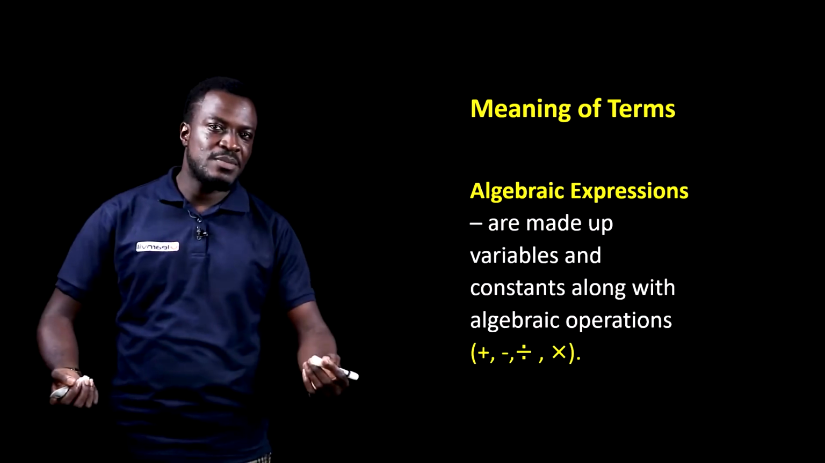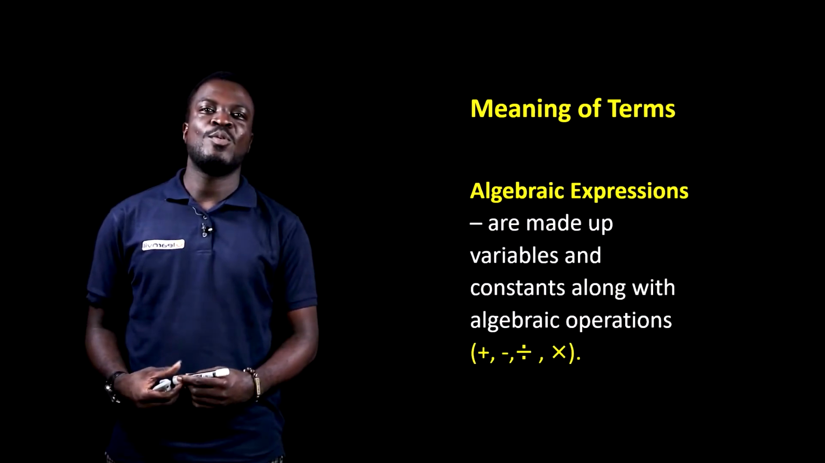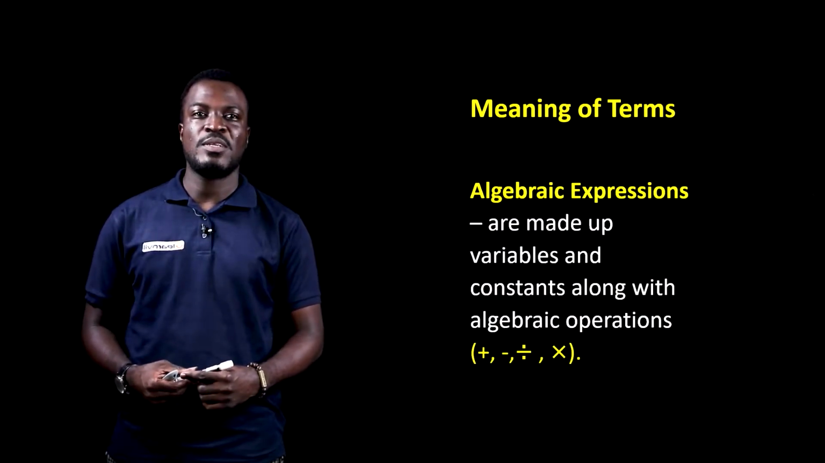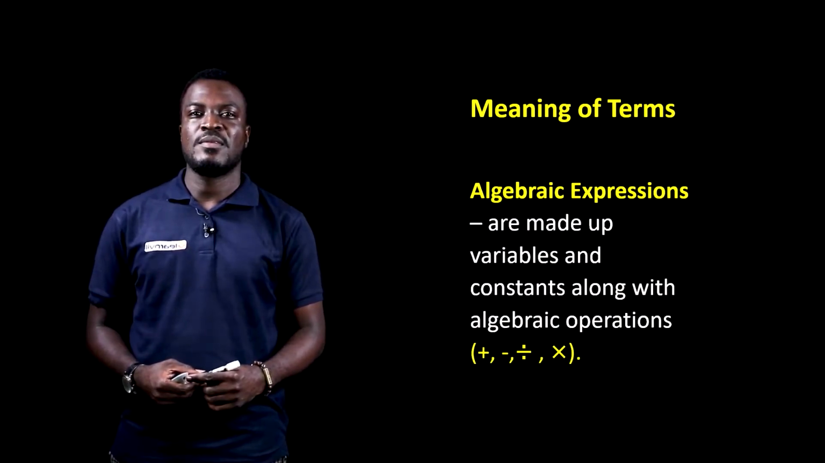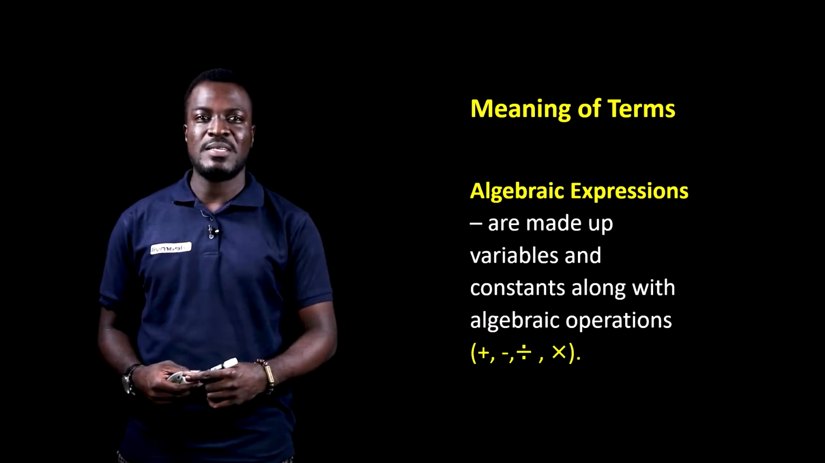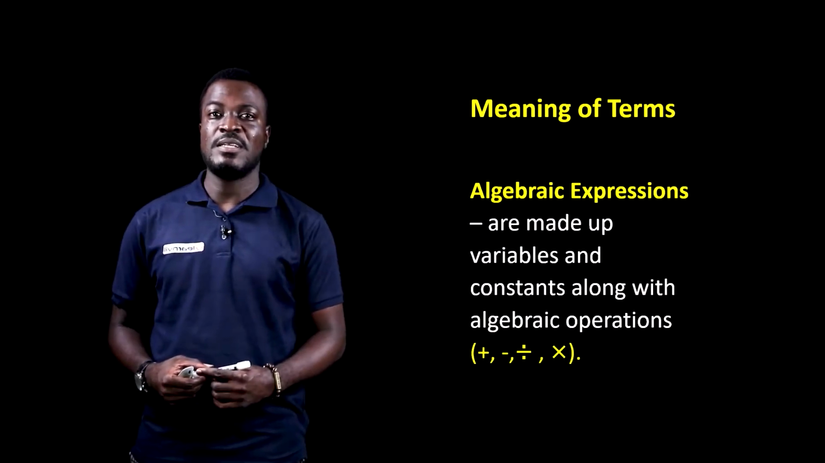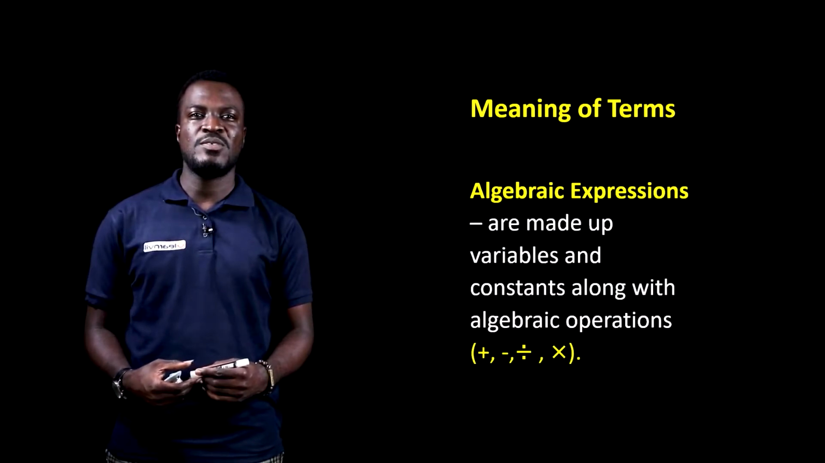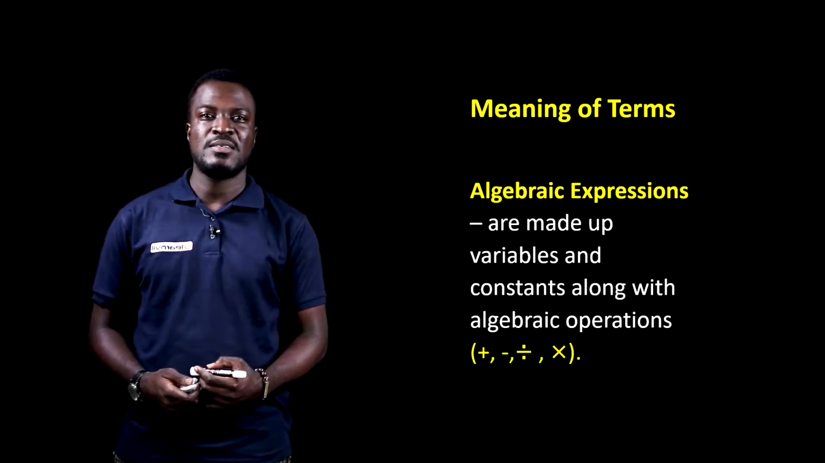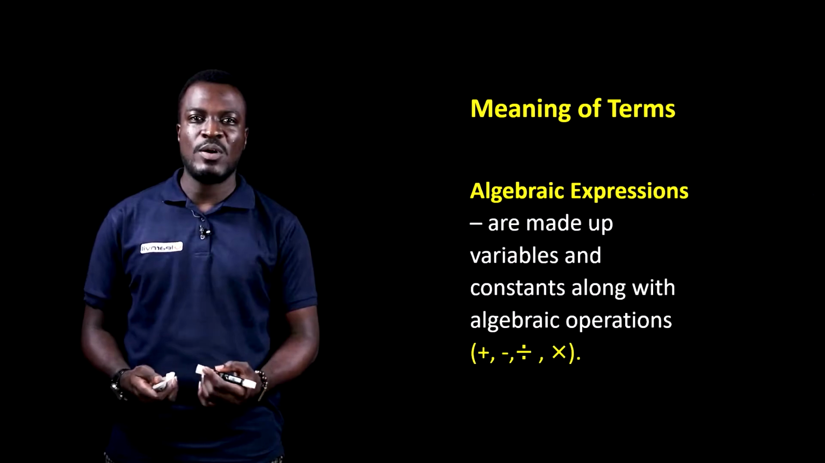Now, what are algebraic expressions? Algebraic expressions are made up of variables and constants, along with the algebraic operations. The algebraic operations are the plus, the minus, division, and then the times or the multiplication sign. And then we made mention of variables and constants. So, what are variables? What are constants?